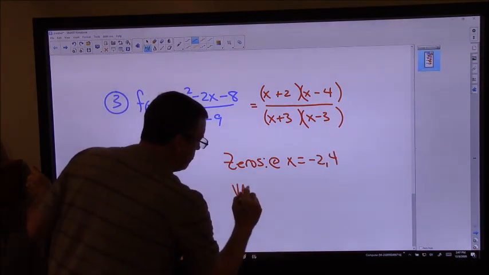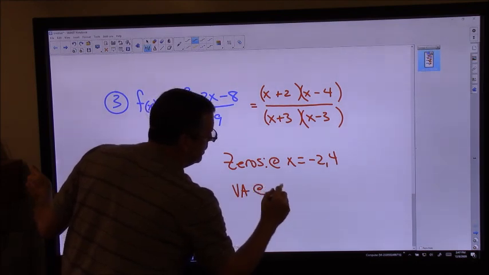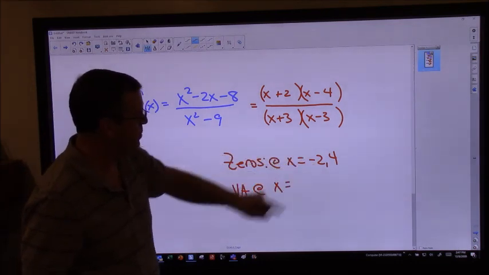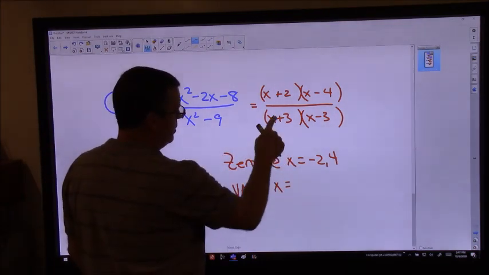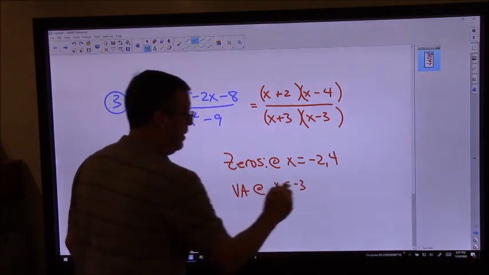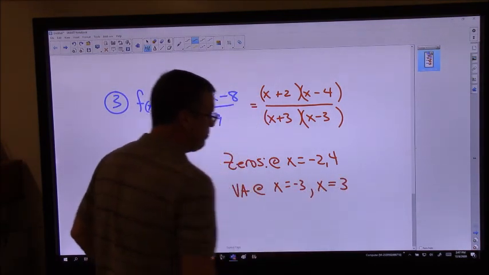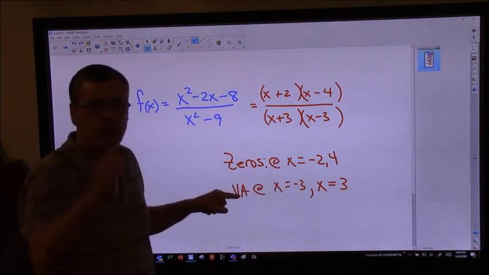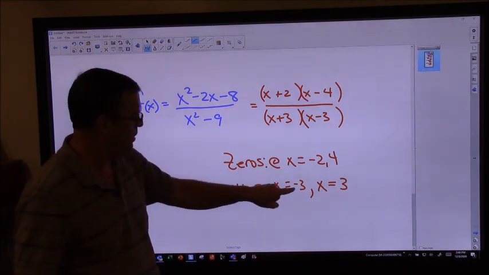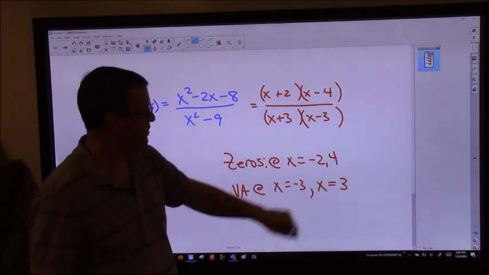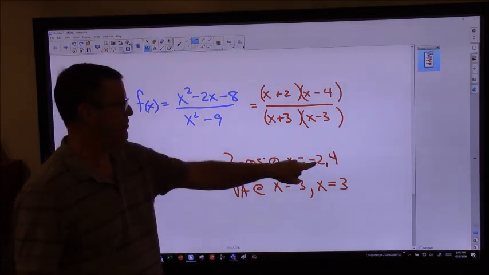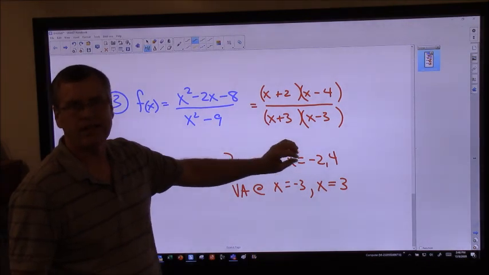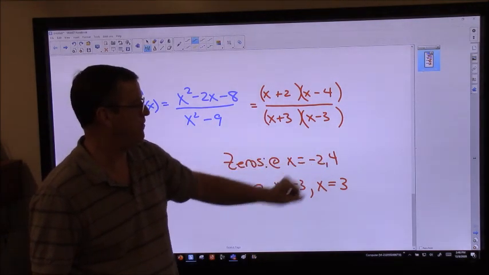My vertical asymptotes are at x equals, so these are actually x numbers right here. When I say x equals -3 and x equals +3, now I'm talking about lines because asymptotes are lines. We draw them as dotted lines, but they're going to go through the x-axis at -3 and through the x-axis at 3. Zeros are just numbers that make your equation equal 0. Or they're like x-intercepts, (-2, 0) and (4, 0).